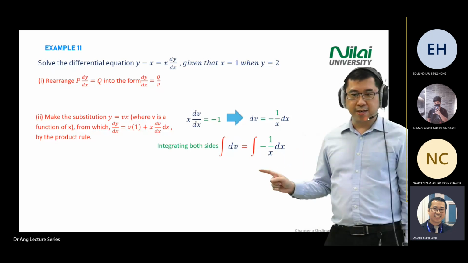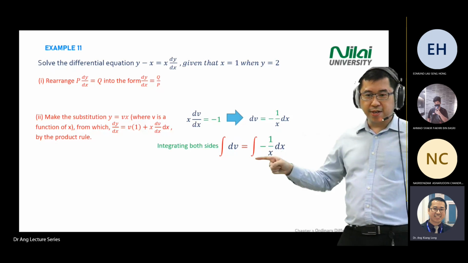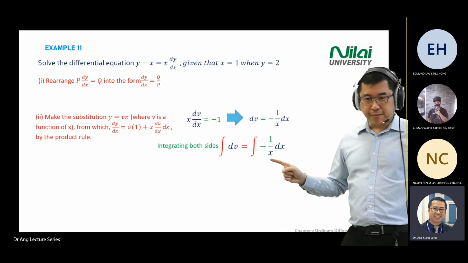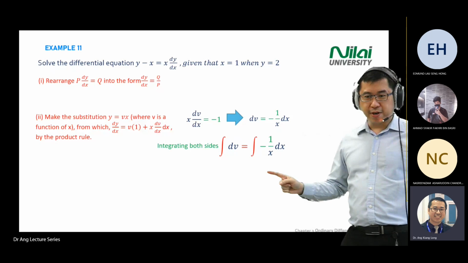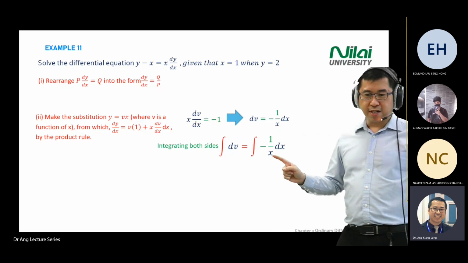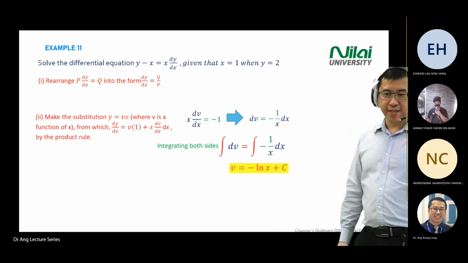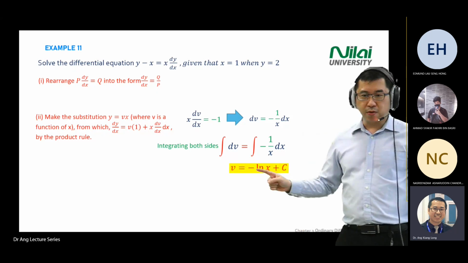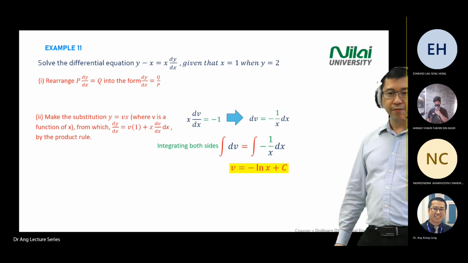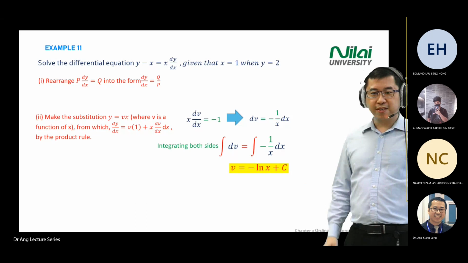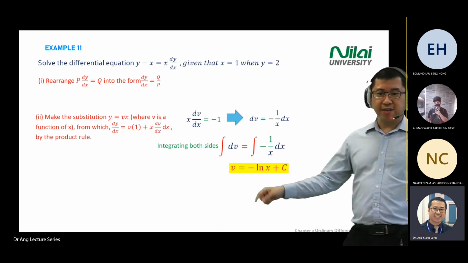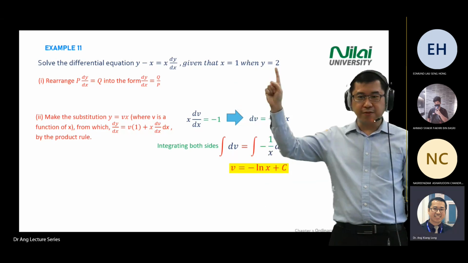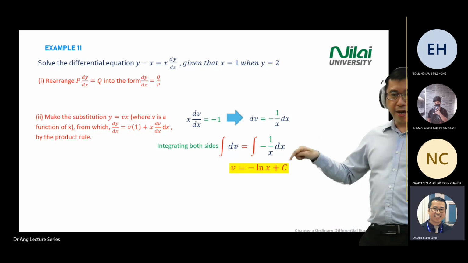Correct. So this one you get ln x. Again, integrate something divided by something, 1 over x, 1 over p, you get ln. So here you get v equal to ln x plus c. How to solve c? How to solve c? Using the information given.